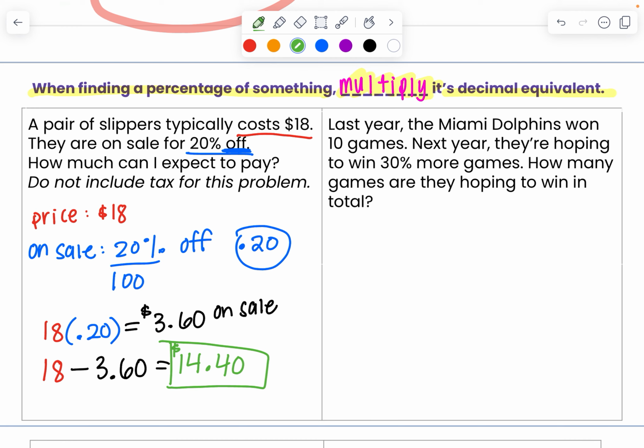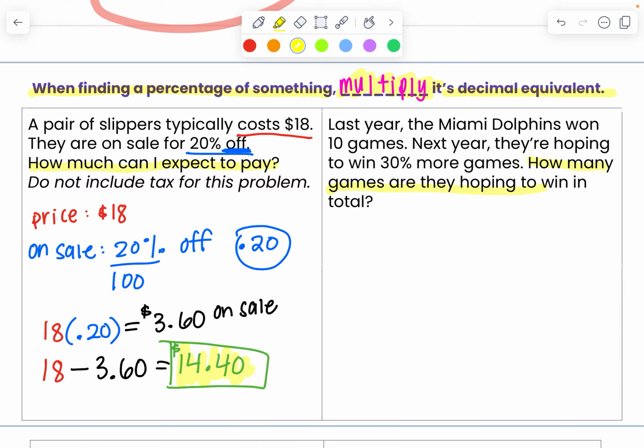The next problem is slightly different. It's not necessarily going to be about the price of something or if something's on sale, but rather a sports team. So last year, the Miami Dolphins won 10 games. Next year, they're hoping to win 30% more of those games. How many games are they hoping to win in total, right? So these two questions are similar but different. Notice that for the first problem, it was how much can I expect to pay for the slippers? And we got $14.40. And this question says, how many games are they hoping to win in total, right?